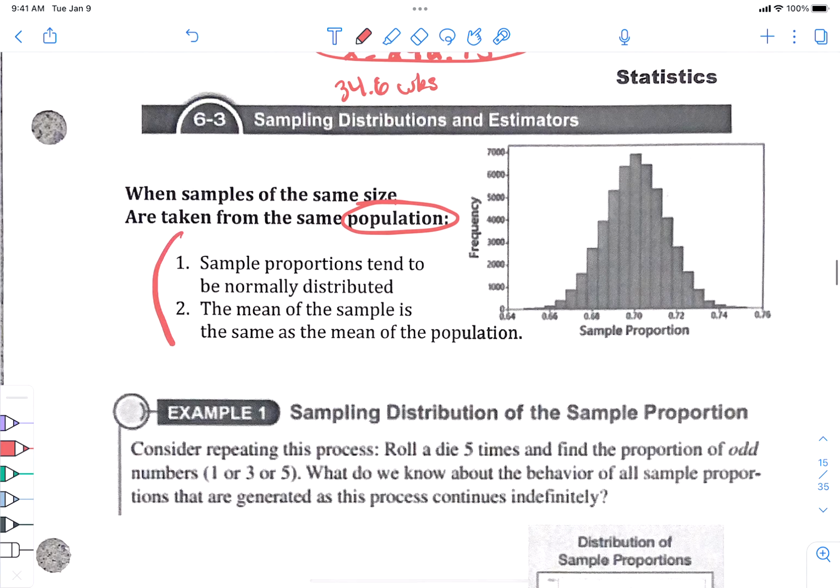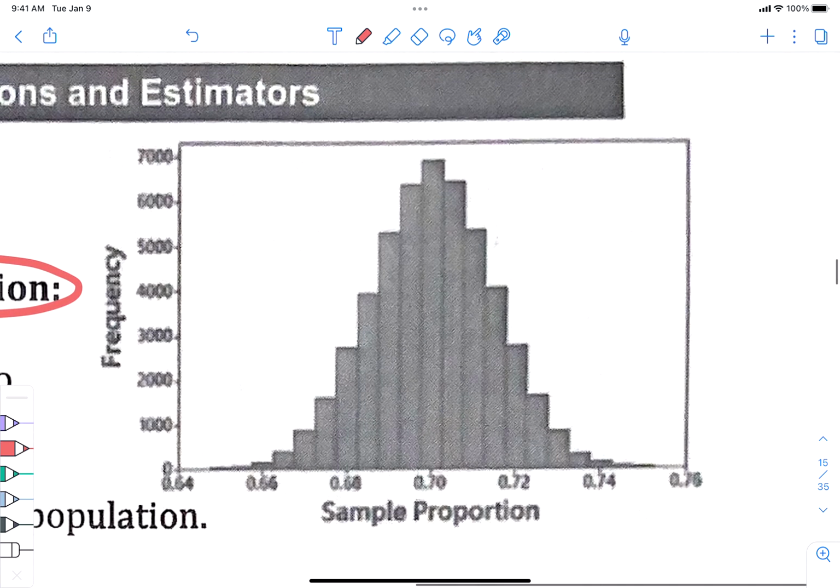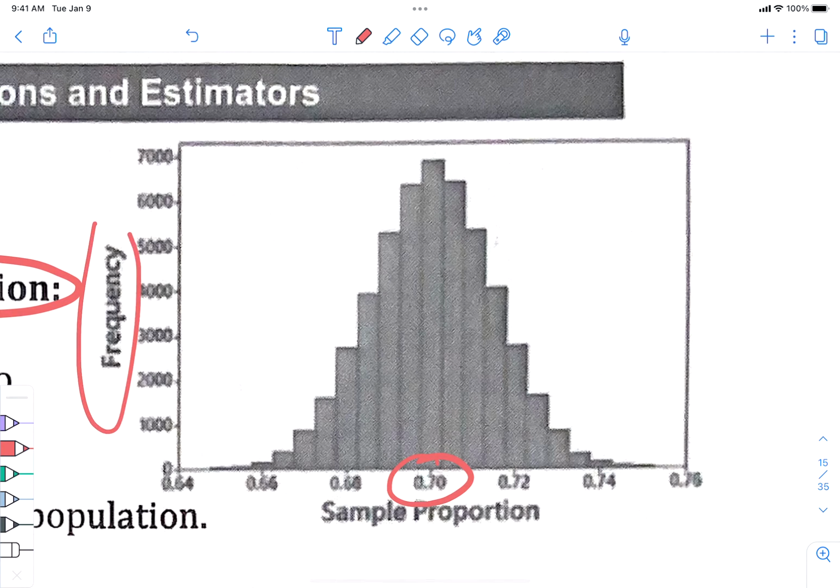Looking up here at number 1 and number 2 at the very top. It says sample proportions tend to be normally distributed. When we're pulling sample data out, the average in the middle ends up being the highest frequency. What does frequency mean again? Like the number of times it appears. That's exactly right, MJ said it perfectly. The number of times it appears. So the sample proportion, the average, is going to appear the most often when you choose a sample, okay?